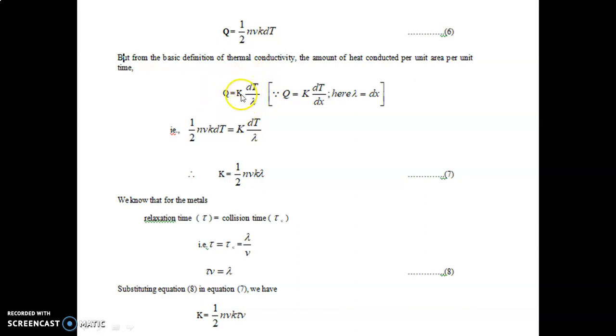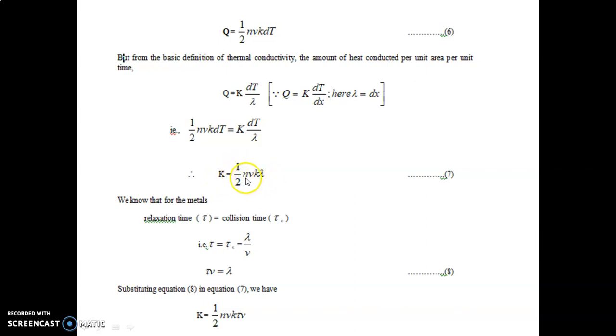In this equation, we are substituting the q value, which we have derived already. What we are getting is 1 by 2 NV k dt equal to K into dt by lambda. If we simplify this equation, we get capital K, the thermal conductivity: capital K equal to half NV small k into lambda.